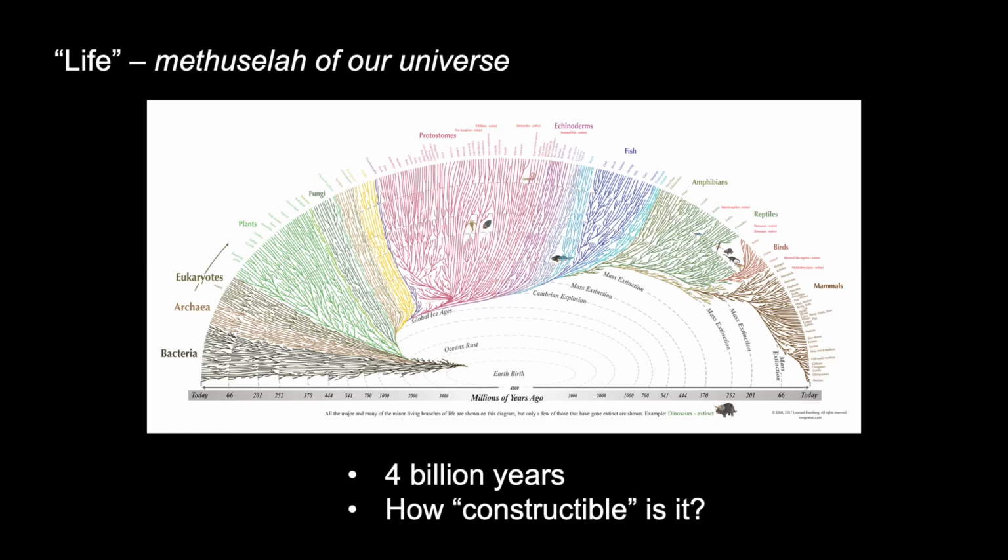Think about life in our universe. It's a hyperstructure that has persisted for 4 billion years since its birth, and it keeps on growing and evolving. So my question is, how constructible is this? How many gliders does it take to make a seed for life?